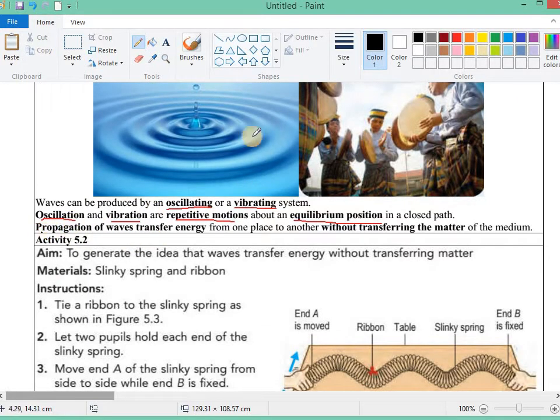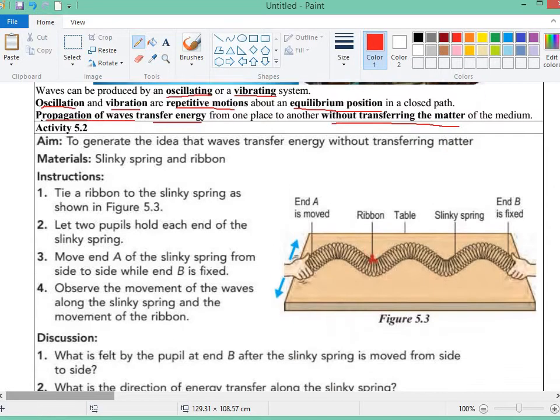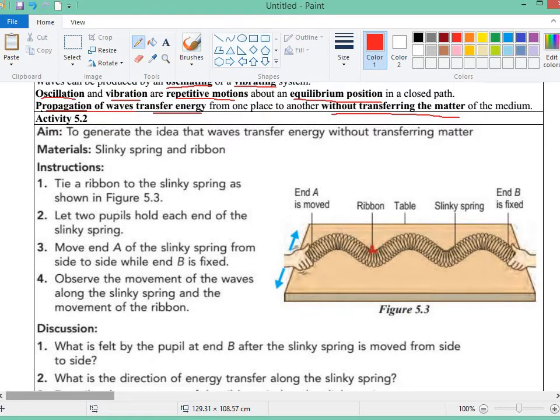So propagation of a wave transfers energy from one place to another without transferring the matter of the medium. I want to let you at least see a bit of this activity. Okay, try this activity. Every group take one.